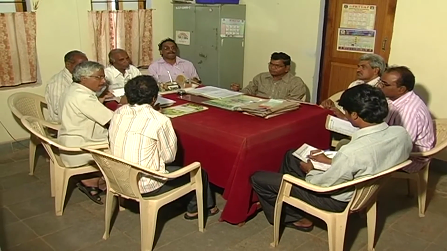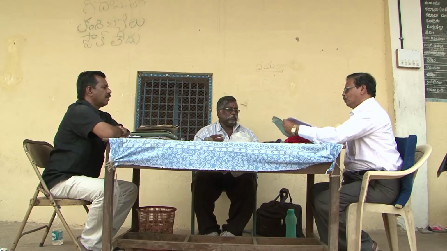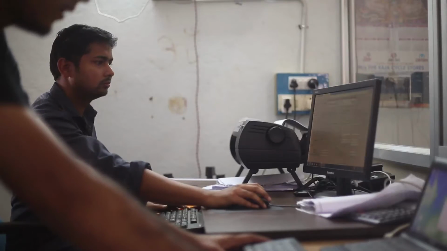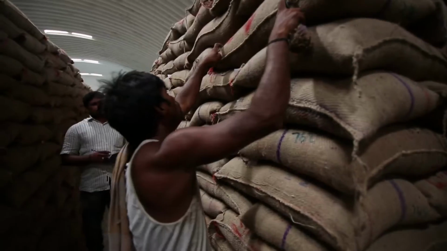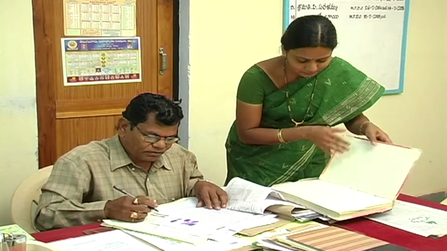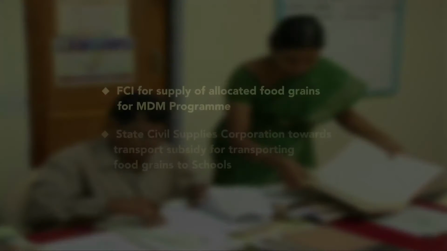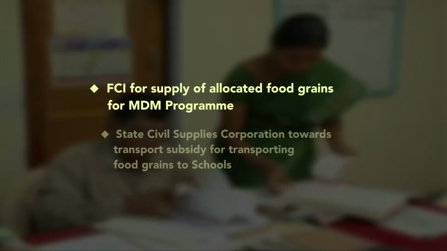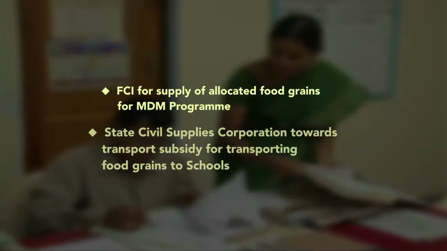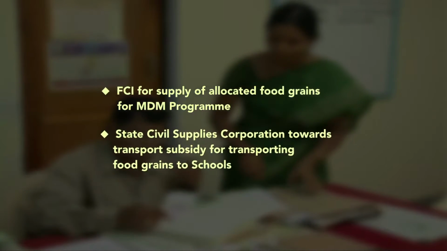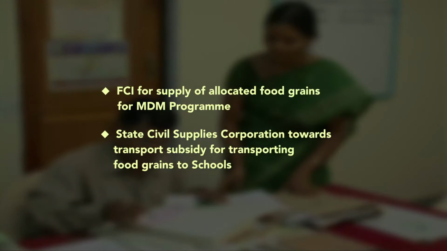The monitoring committee, both at the state and district level, should closely coordinate and hold monthly meetings with FCI to ensure regular supply of FAQ food grains to the schools. Accounts in this regard ought to be reconciled before releasing the funds to FCI for supply of allocated food grains for the MDM program, and to State Civil Supplies Corporation towards transport subsidy for transporting food grains to schools.